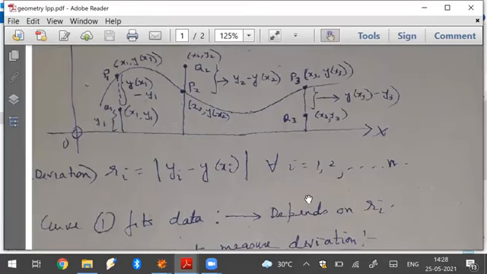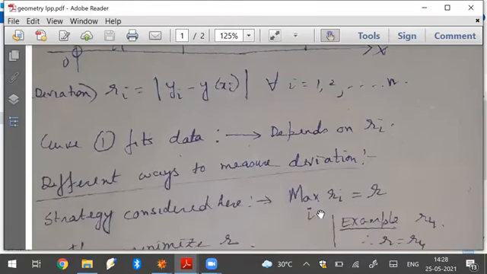0.5 is the maximum error in the first case, 0.45 in the second case, and 0.3 in the third case. So the third case is the most suitable because it gives the minimum value of the maximum error. This is the strategy we follow. We calculate the maximum error using the curve we assume and the data points. The curve we assume contains some unknown constants, so this maximum will depend on those unknown constants. If we minimize this maximum error, that is, the variable r, then our purpose is done.